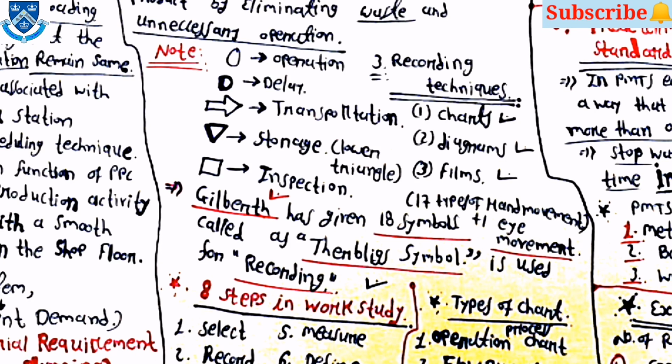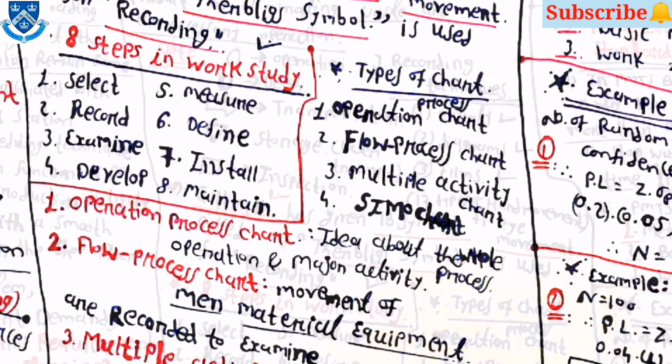Then there are some symbols. The first one is O for operation, D for delay, arrow for transportation, and inverted triangle for storage, or low triangle you can say. Then square for the inspection. The symbols were mostly asked in the GATE examination. Then Gilbreth has given a total of 18 symbols, called the Therbligs symbols, and they are used for recording.